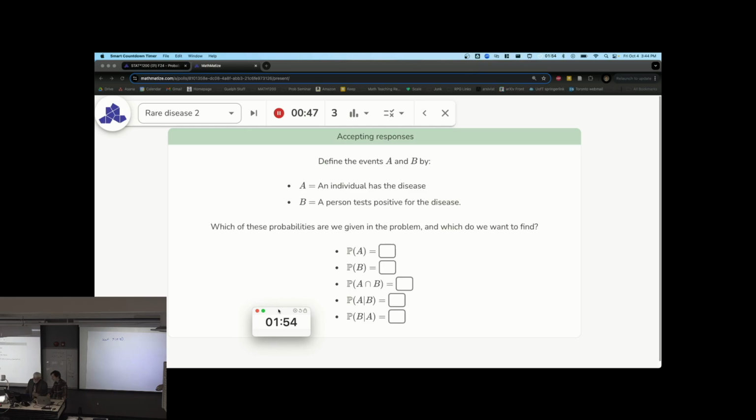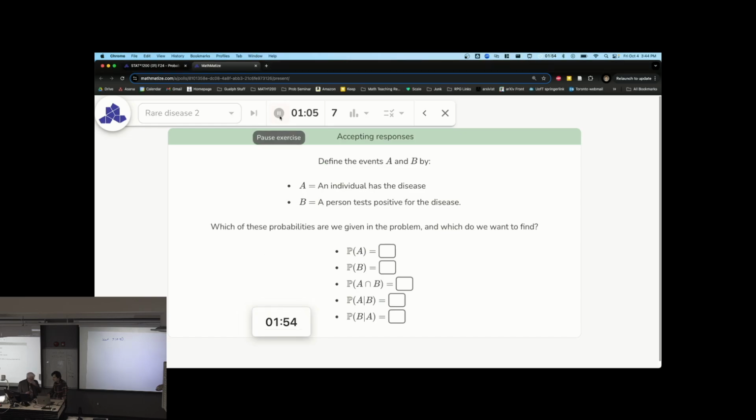Okay. So let's see. We got some nice things there. Well, which ones of these are we given in the problem and which do we want to find? Okay, let's go back to the problem. And I do ask the question, what probabilities are given in the question? Let's try to label everything. And it has a mathematized exercise here.